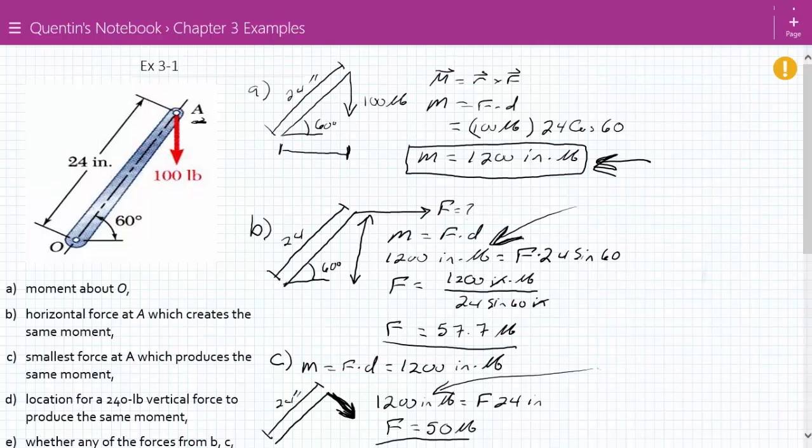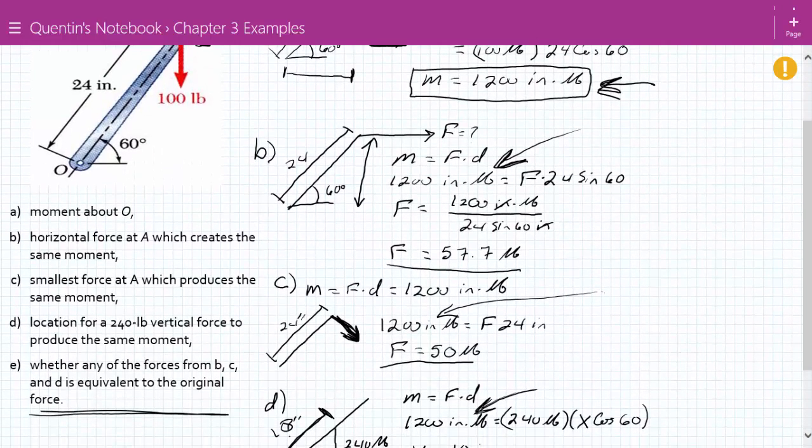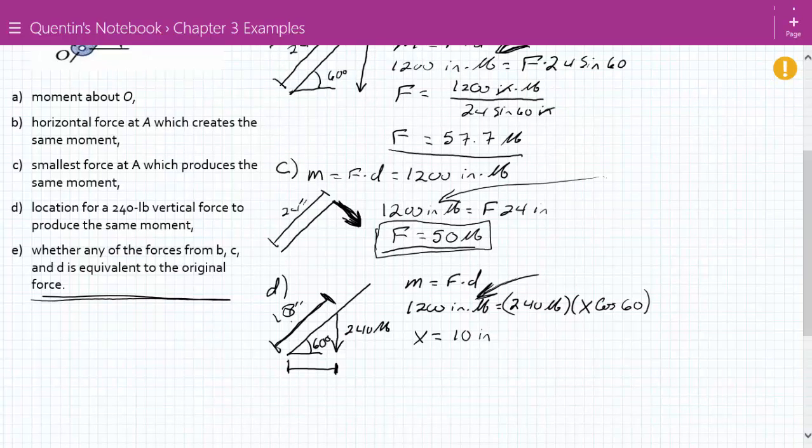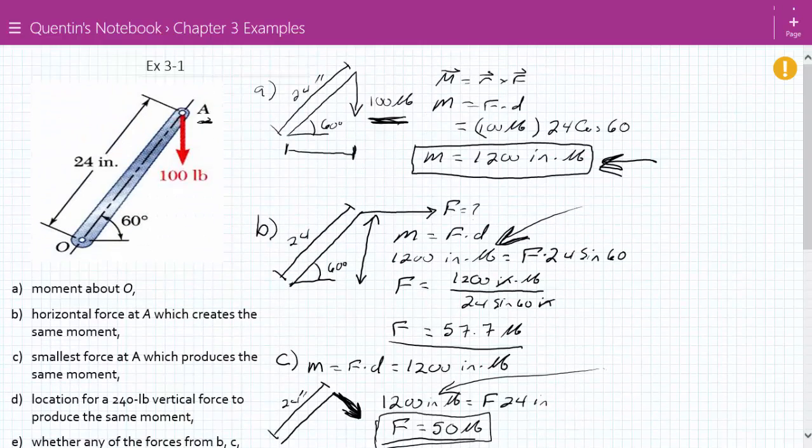But now the question is, do they have the same tendency to translate? So part A, there's 100 pounds trying to push down. That's the only thing it has. In part B, the force is 57.7 pounds to translate to the right, which is not the same as 100 pounds translating down. Part C has 50 pounds going down and to the right, and part D has 240 pounds going down. So these are definitely not equivalent systems. Although they have the same moments, in order for a system to be equivalent, it has to have the same tendency to translate and the same tendency to rotate.